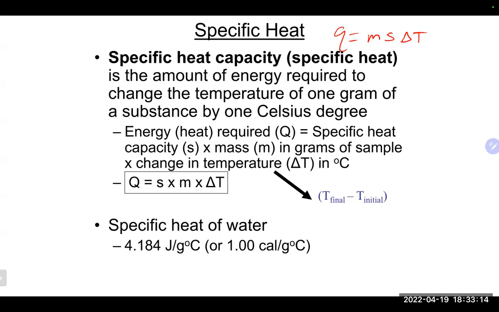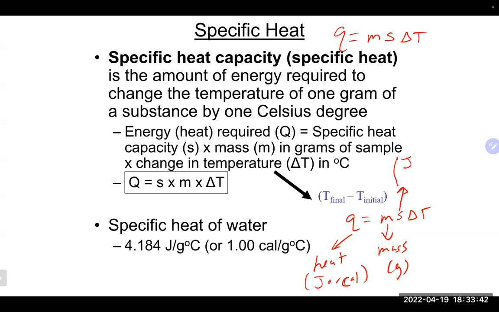Q is heat, or energy. It typically has units of joules or calories. That's lowercase c. M is mass, which usually has units of grams. S is the specific heat capacity, which has units of either joules per gram per degree Celsius or calories per gram per degree Celsius. Again, most people go with joules, but calories are used a lot.